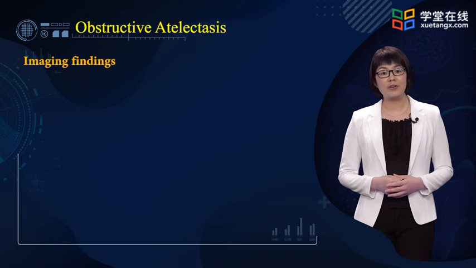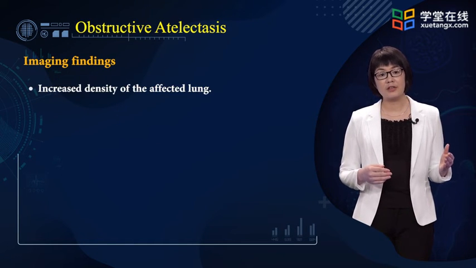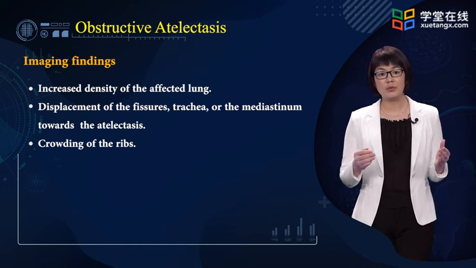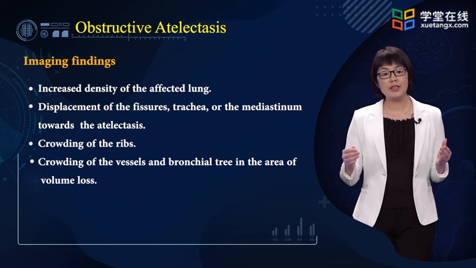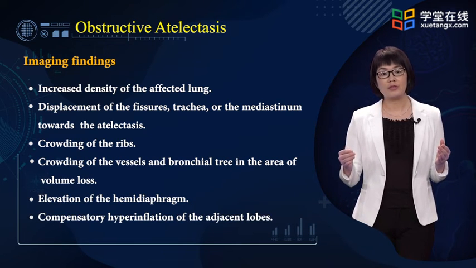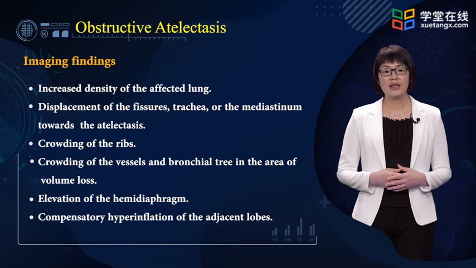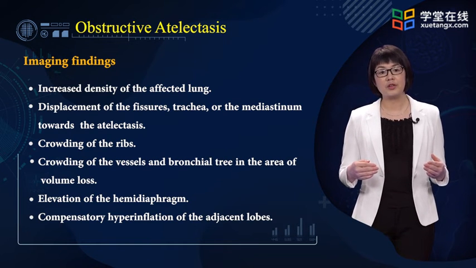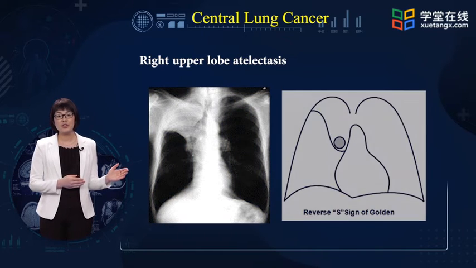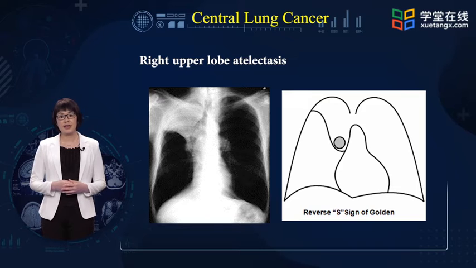Chest X-ray findings of atelectasis include increased density of the affected lung, displacement of the fissures, trachea, or the mediastinum towards the affected atelectasis, crowding of the ribs, the vessels, and bronchial tree in the area of volume loss, elevation of the hemidiaphragm, and compensatory hyperinflation of the adjacent lobes. This is a PA chest X-ray. A fan-shaped area of increased density is seen in the right upper lobe. The horizontal fissure is displaced outward. The trachea is shifted to the right.